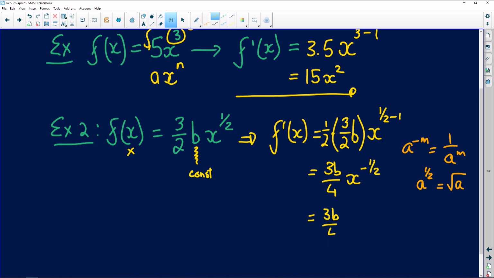3b over 4. First of all, the x goes to the denominator. Now remember, I'm multiplying here. So the x goes into the denominator. What did I do? I said x to the minus 1 is 1 over x. And now I'm going to bring the half in, and then it becomes 1 over the square root of x.